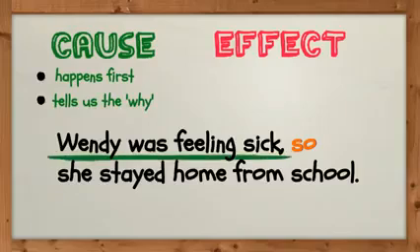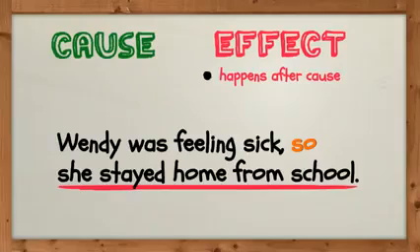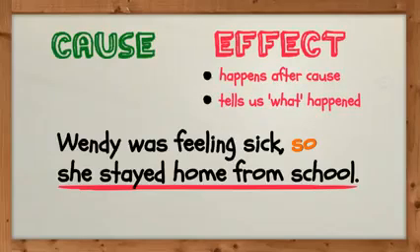The cause must be Wendy feeling sick. It had to have happened first, and it answers the question why. Why did she stay home? We know Wendy staying home from school must be the effect, because it happened after the cause, and it tells us what happened. Wendy stayed home.